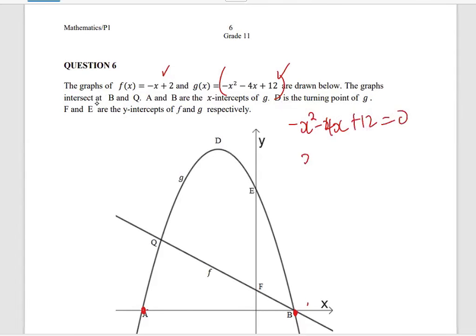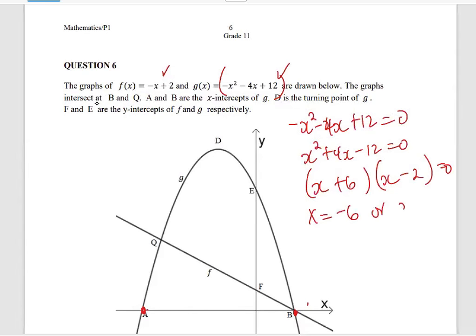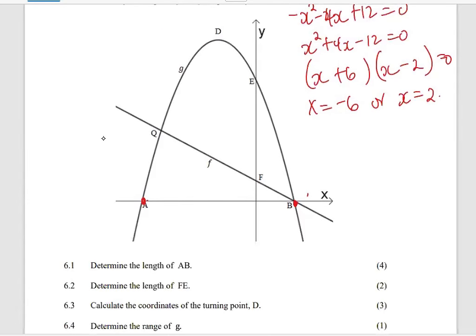Divide through by negative, it's going to be x squared plus 4x minus 12 equals 0. When we factor this out, I'm seeing x with a 6, x with a minus 2, meaning that x is a negative 6 or x is just a 2. So if this is a negative 6 and this is a 2, how many units do we have? Those are basically 8 units.